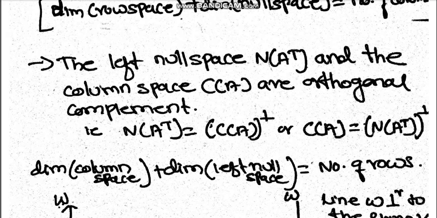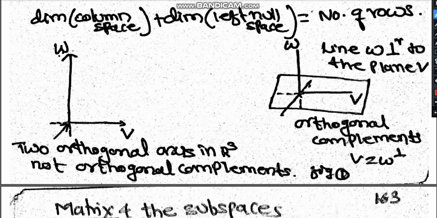You know the dimensions of column space and left null space add up to the number of rows. Hence, because the left null space dimension here will be m minus r, and the column space is r, the r gets cancelled. You are left with m, that is the number of rows. So all this we have already studied in the four fundamental subspaces. So this also I have already explained to you.